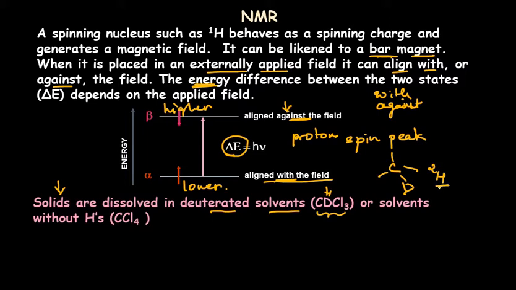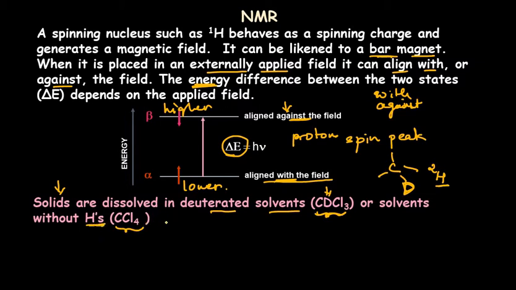Such a hydrogen is also called deuterium. So the normal hydrogen is replaced by deuterium, and then such a solvent is used, or we can also use another solvent, that is tetrachloromethane, which doesn't have hydrogen.